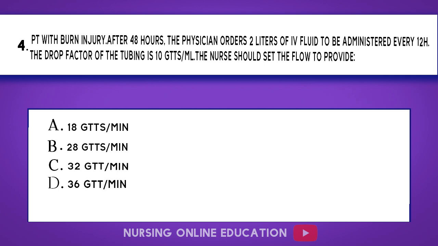4. Patient with burn injury. After 48 hours, the physician orders 2 liters of fluid to be administered every 12 hours. The drop factor of the tubing is 10 gtts/milliliter. The nurse should set the flow to provide A. 18 gtts/min, B. 28 gtts/min, C. 32 gtts/min, D. 36 gtts/min. The answer is option B. 28 gtts/min.